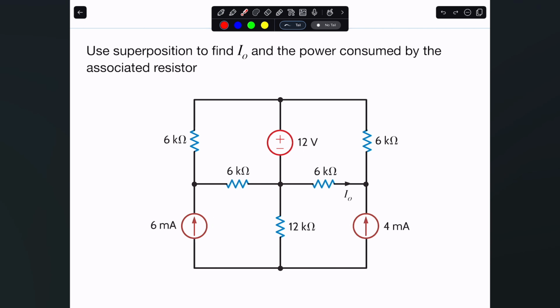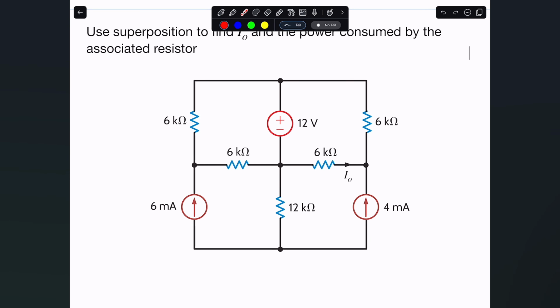You can do it that way, or you can turn one source on at a time. I'll do it by turning on one source at a time and keeping all the rest off. When you try it yourself, I recommend trying, for example, turning off this source and keeping the other two, and then for the second circuit turning on this source and turning off that source. All right, let's get started.